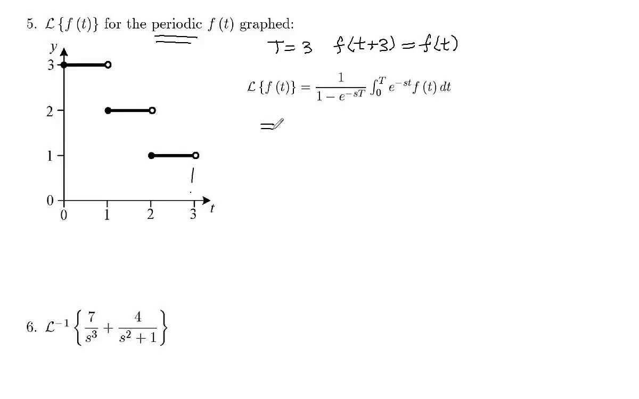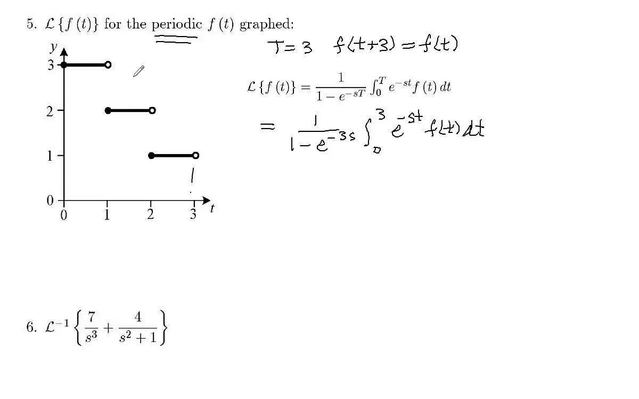So then this transform is going to be 1 over 1 minus e to the negative, this will be s times 3, so 3s. And then this will be the integral from 0 to 3 of e to the minus st times f of t dt.